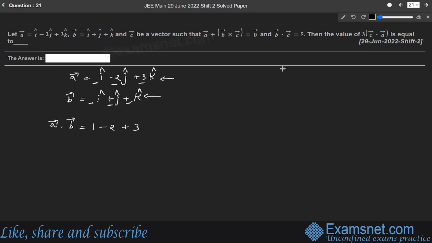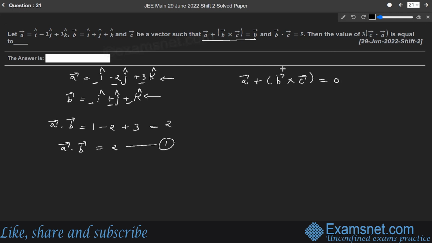So what will be A vector dot B vector? It will be 1 minus 2 plus 3, which is equal to 2, right? So from here we have A vector dot product B vector is equal to 2. Consider it as equation number 1. Now one more condition is given in the question, which is (A vector plus B vector) cross product C vector is equal to 0. So let us write it first: (A vector plus B vector) cross product C vector is equal to 0.